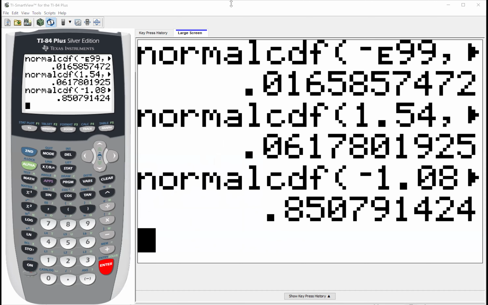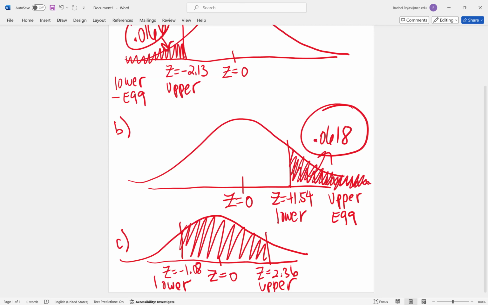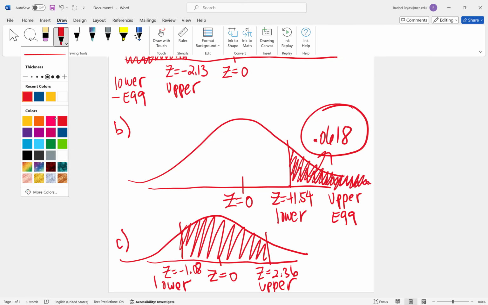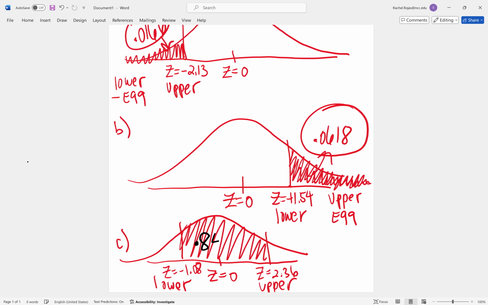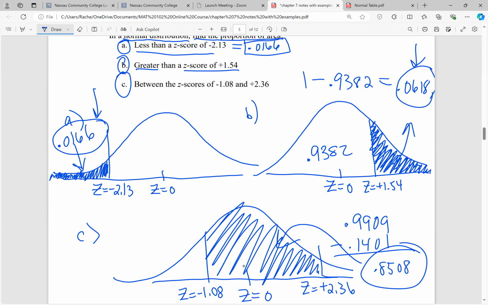So let's write this down. So this area in here in between, let me just change colors. Let's do black so we could see it. So this is 0.8508, the shaded area here in the middle. And that's the same answer that we got when we did a table lookup.